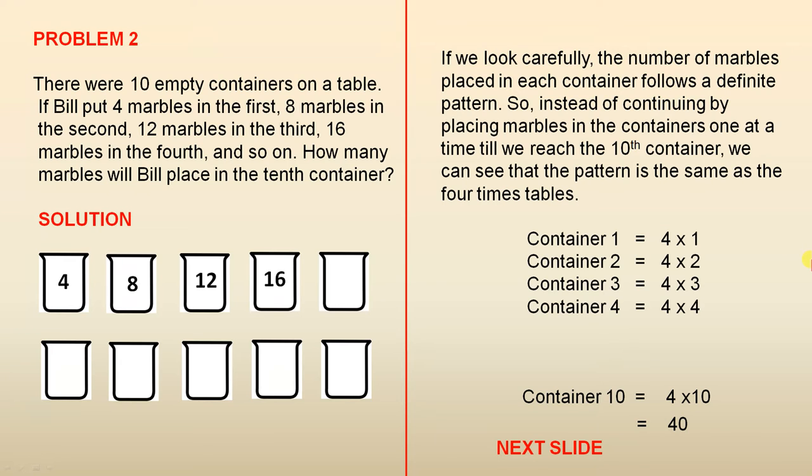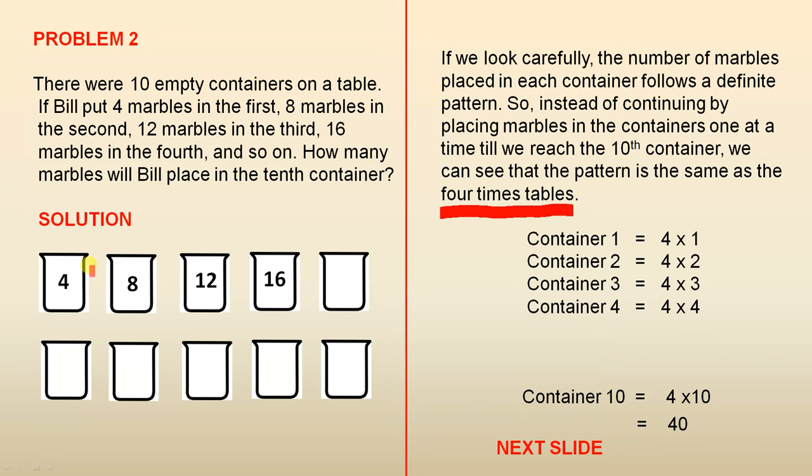Problem 2. There were 10 empty containers on a table. If Bill put 4 marbles in the first, 8 marbles in the second, 12 marbles in the third, 16 marbles in the fourth, and so on, how many marbles will Bill place in the 10th container? If we look carefully, the number of marbles placed in each container follows a definite pattern. So, instead of continuing by placing marbles in the containers one at a time till we reach the 10th container, we can see that the pattern is the same as the 4 times tables.